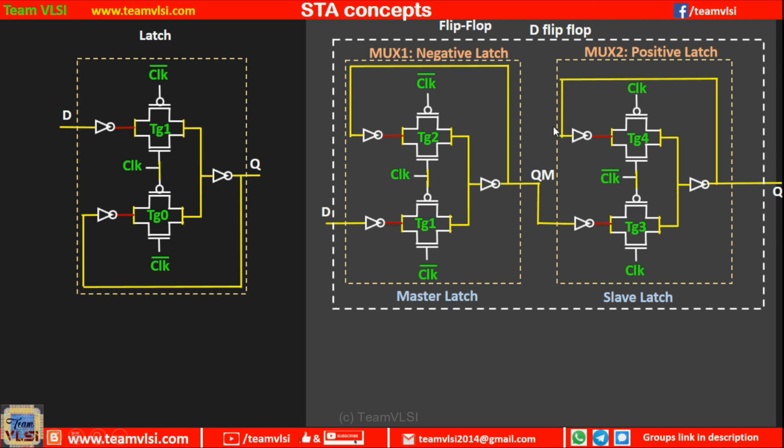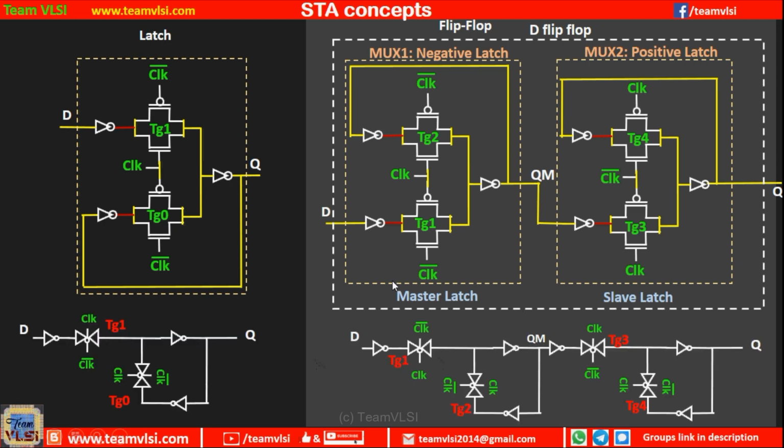And in a flip-flop we use two latches, one is a negative latch and one is a positive latch. The first latch is called the master latch and the second is called the slave latch. The output of the master latch is transferred to the slave latch, and the clock is inverted between these two. You can realize its function in a similar way as I have explained here.